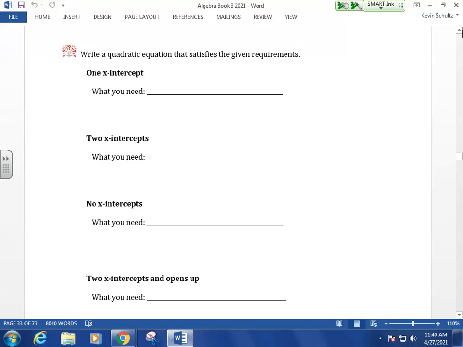What characteristics would your equation have to ensure it has one x-intercept? Brent? Has to have a discriminant of 0, which means b squared minus 4ac has to equal 0. Right? The discriminant has to equal 0. Are there lots of numbers you could plug in for a, b, and c that would make this happen?